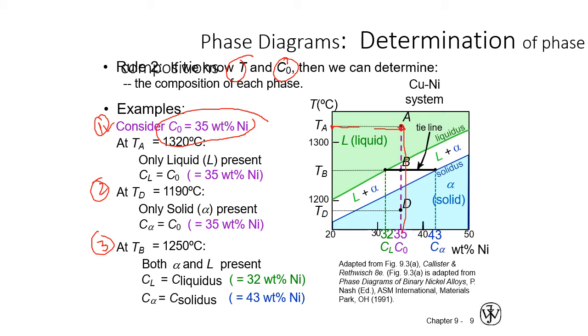If you join the vertical and horizontal lines, you will end up at this liquid phase, right? And if you move down to the temperature of 1190 degrees centigrade, so this is basically a constant composition line, and if you move down to this point, you will see that there are two phases present at 1250 degrees centigrade. And at 1190 degrees centigrade, you will see that only the alpha solid is present in this solution.